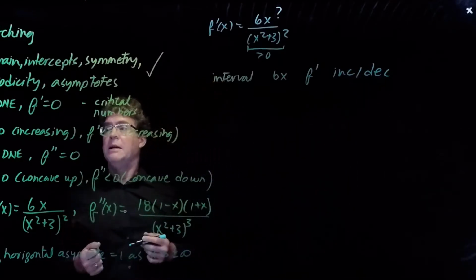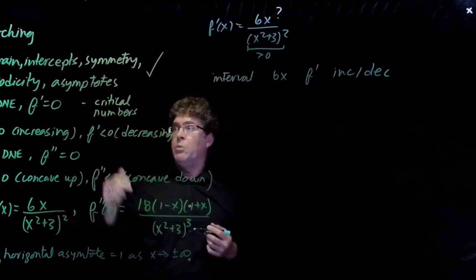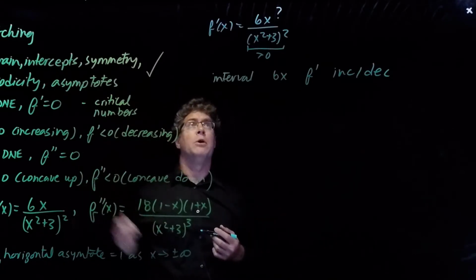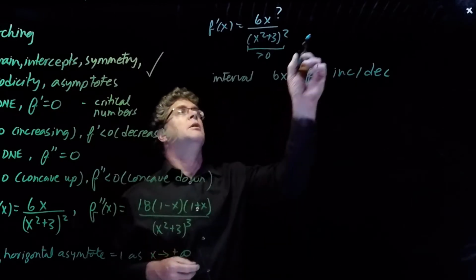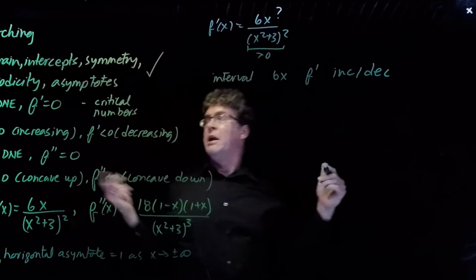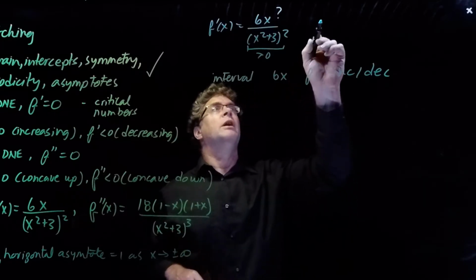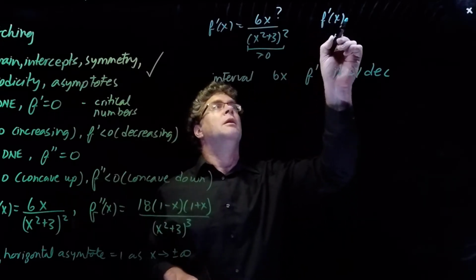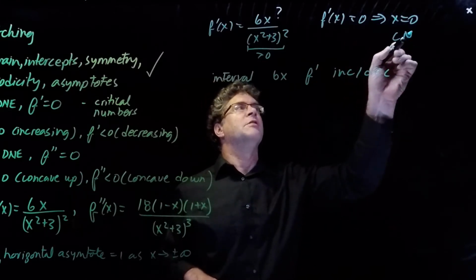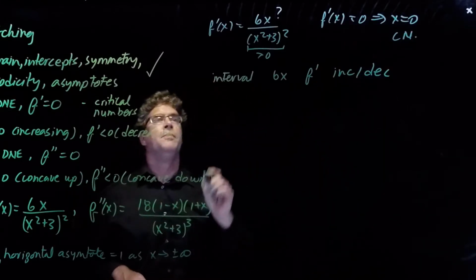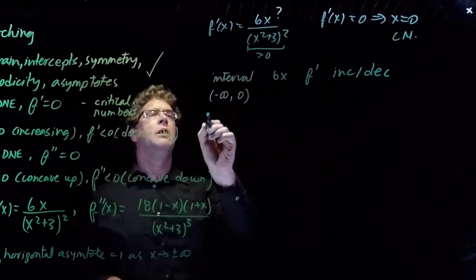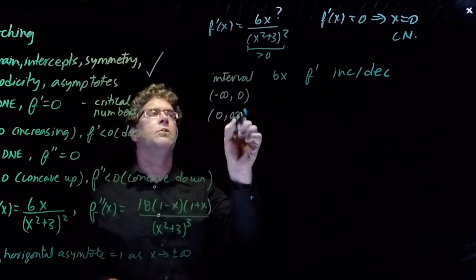If we want to look at the critical points, we want to find the points where f prime does not exist or where f prime is equal to 0. So in this case, well, it exists everywhere, okay? But f prime is equal to 0 when x is equal to 0. So that's going to give us a critical number. All right, so we look at the interval minus infinity, 0, and 0, infinity.